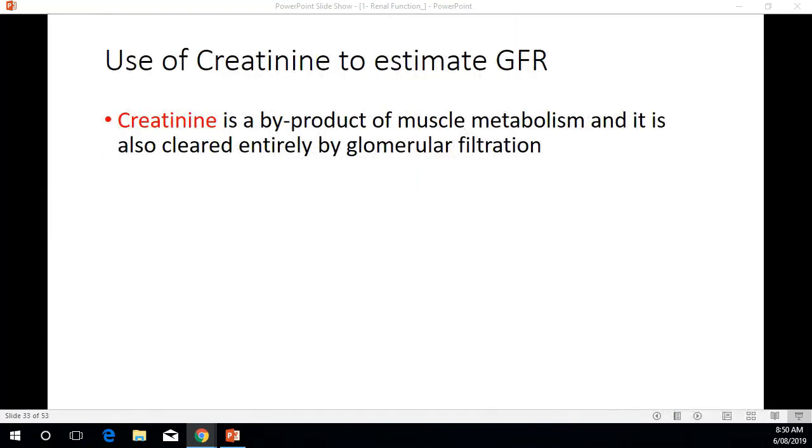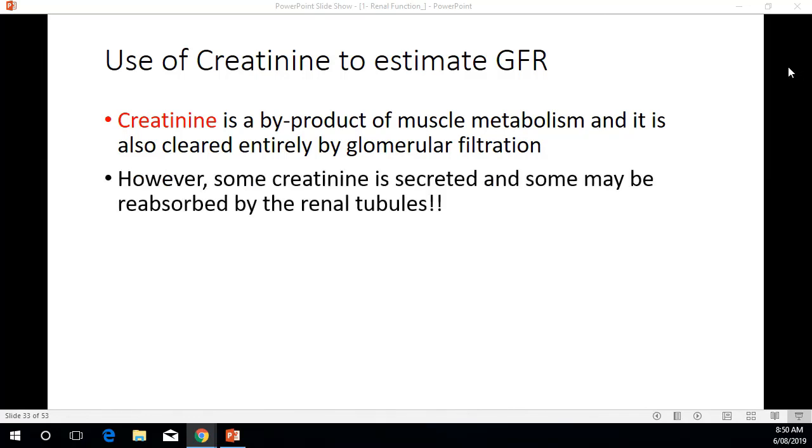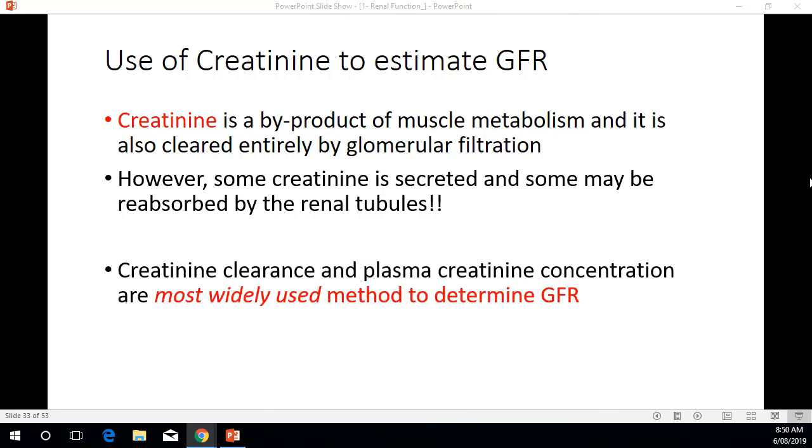Creatinine is a byproduct of muscle metabolism, and it is also cleared entirely by glomerular filtration. We can use it to measure GFR. Okay. There is some very small amount of creatinine secretion and reabsorption, but it is negligible. So we can measure creatinine to determine GFR.